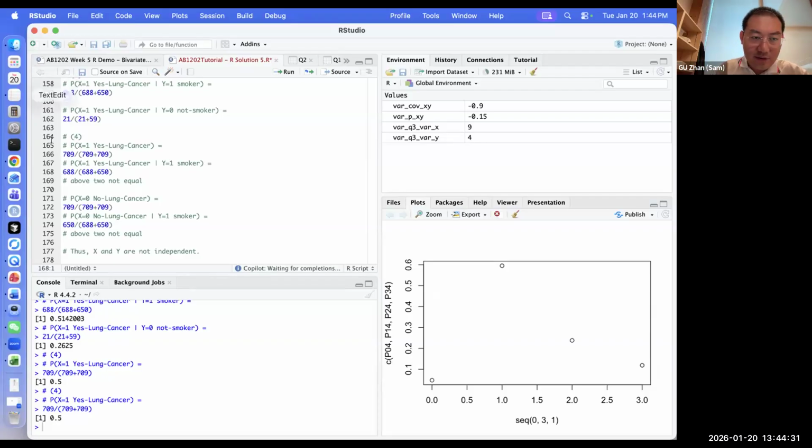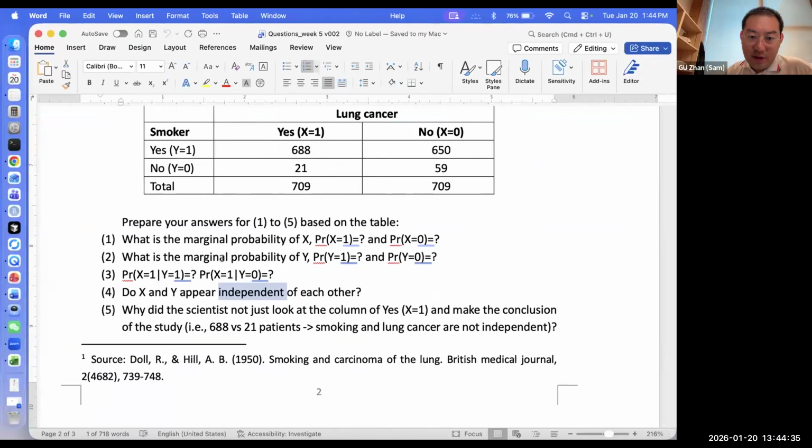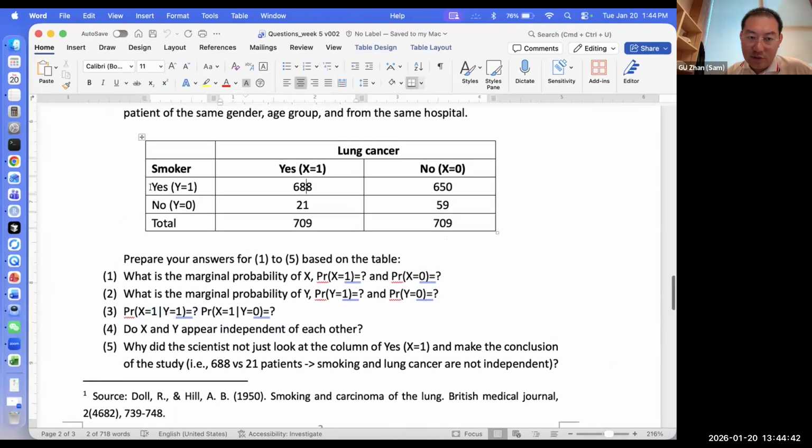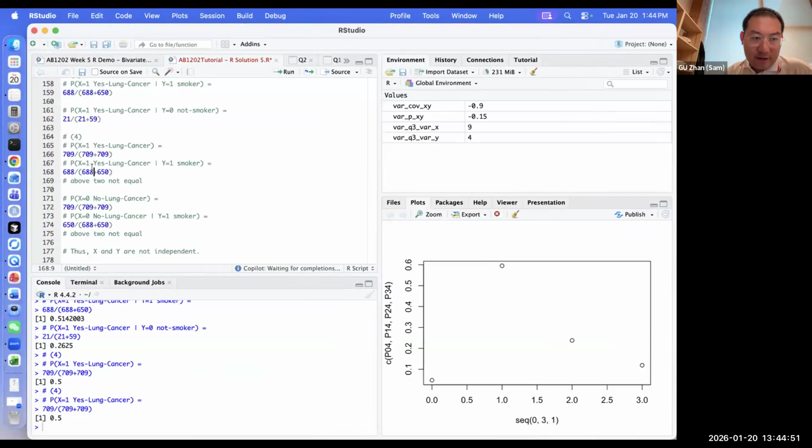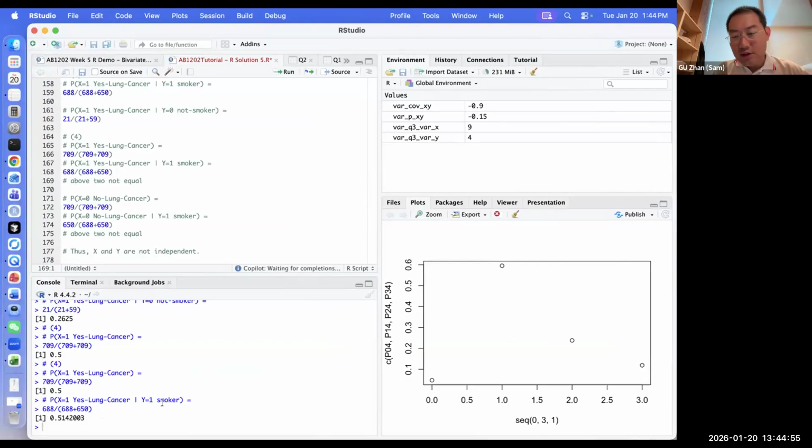So now we try to calculate yes, lung cancer, given Y equal to smoker. We calculated this earlier. Lung cancer and smoker, right? So smoker is here, lung cancer is here. So 688 divided by 688 plus 650. This gives you 0.5142. So these two values, you compare whether they are the same or not. Obviously they are not the same, so they are not independent.